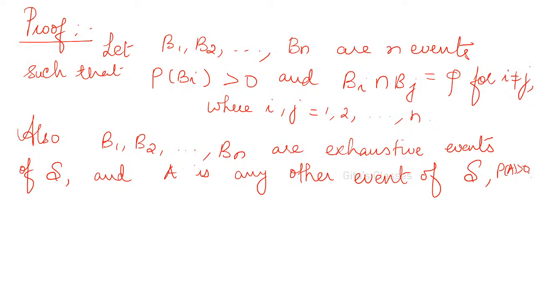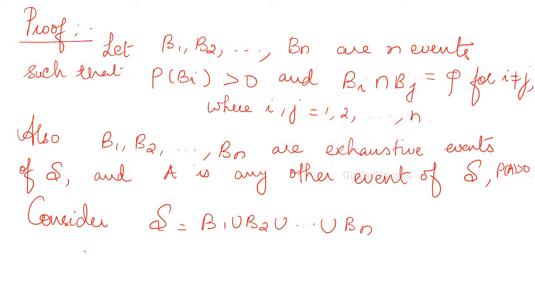Consider these sets. Now, this you have to remember. Now consider capital S. We know our assumption is that B1, B2, etc., Bn are exhaustive events. Therefore capital S is B1 union B2, etc., union Bn. Now we know that A is any other event of S, that is, A is equal to A intersection S. Shall I write like this? See, this is the sample space S.